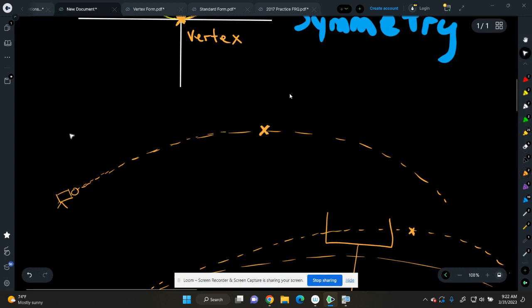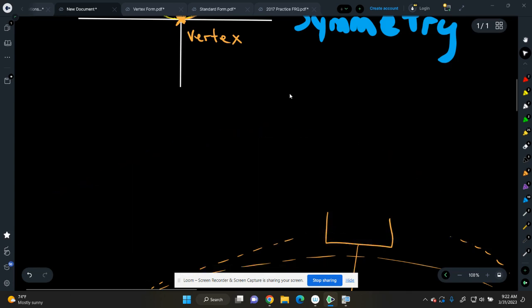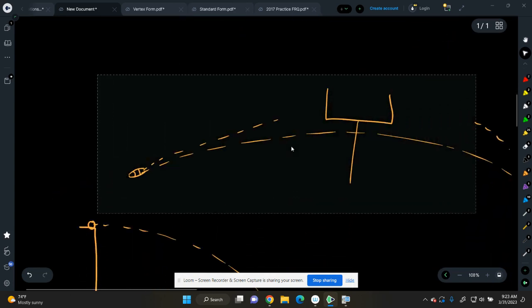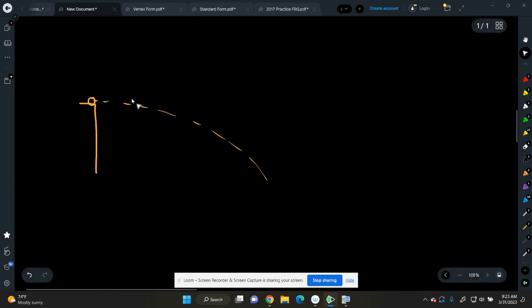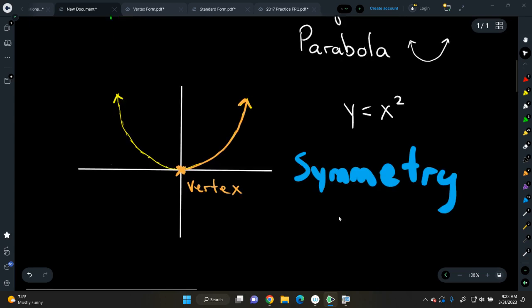Let me see if I can clear some space here. I like my football picture. How about baseball, right? We hit that ball. We've got a projectile.